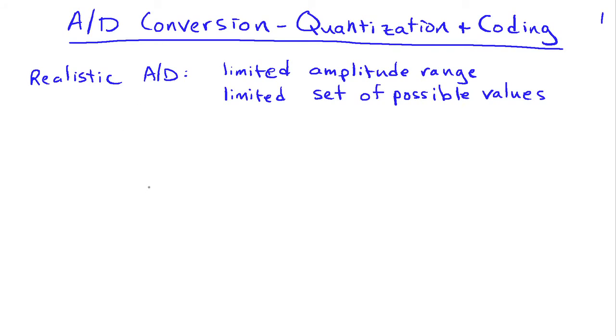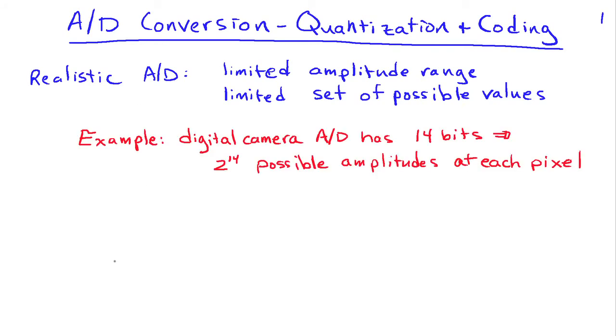As an example, I have a digital camera, and the analog to digital converter in my digital camera has 14 bits of resolution. So this means that the color, actually it's either the red or the blue or the green because they have different colors for different pixels, but the color associated with a particular pixel can take on 2 raised to the 14th power possible amplitude values.